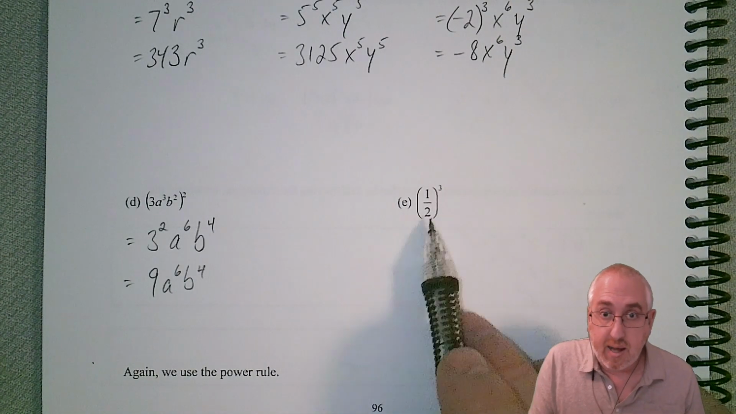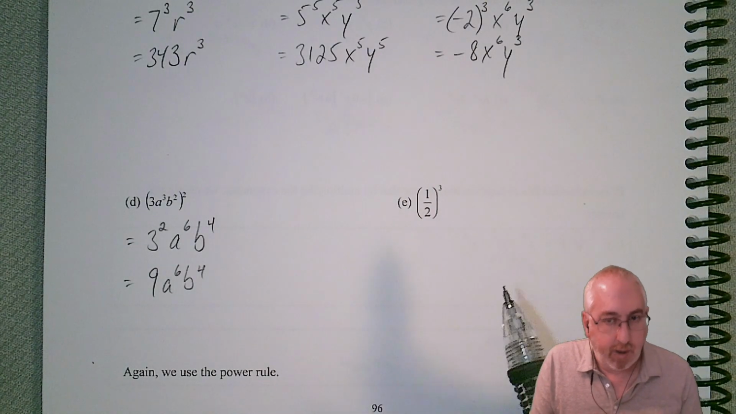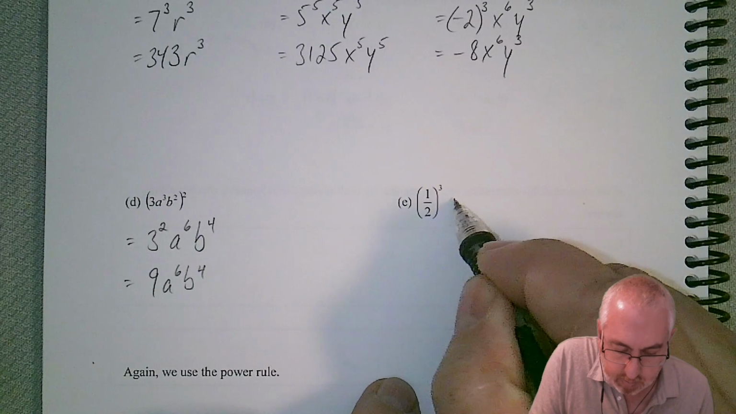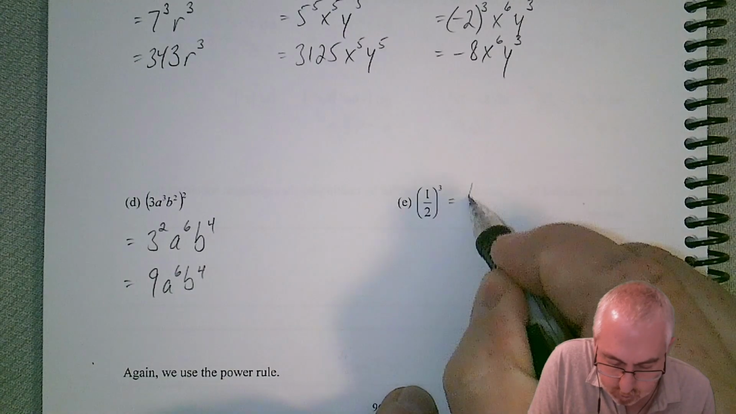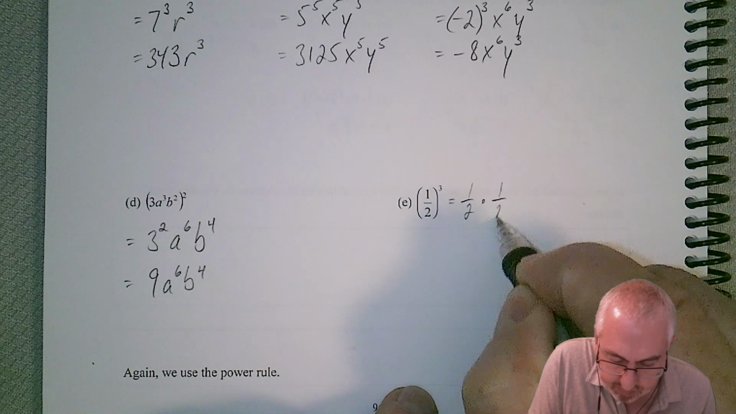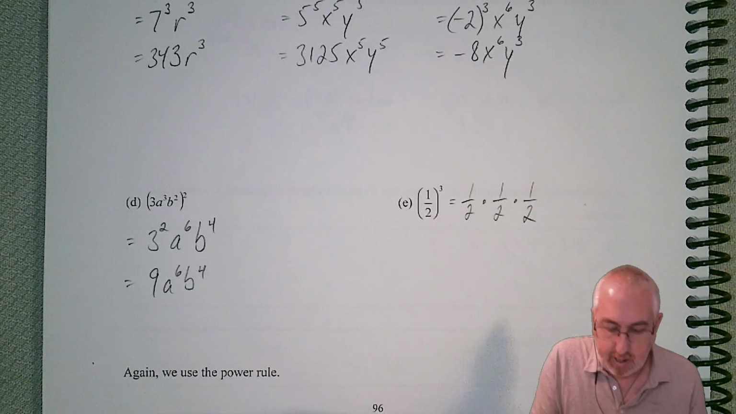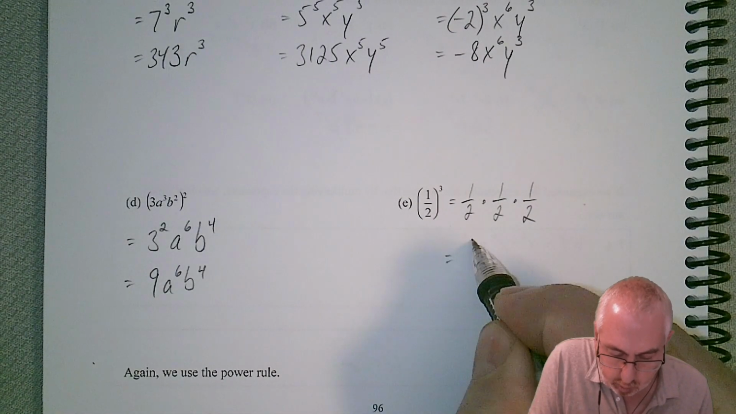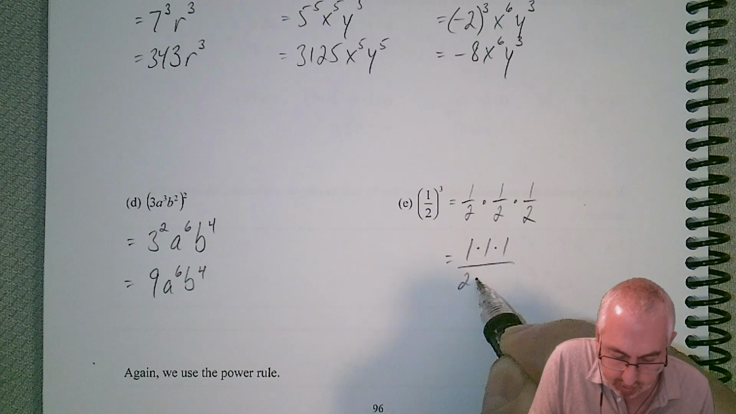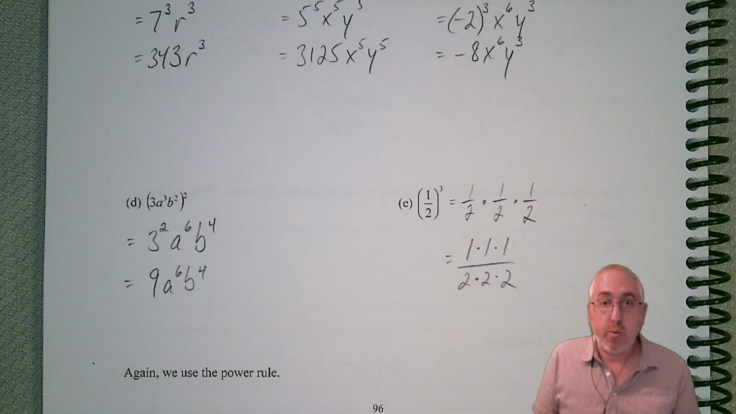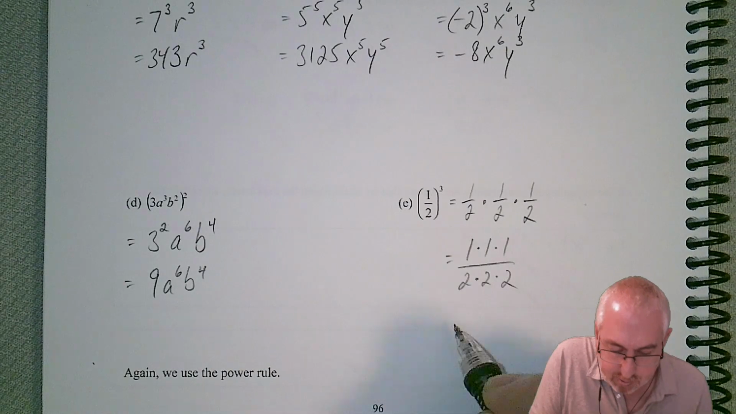Now, this last one, now we have a fraction. So this one's a little bit different, but let's do what we've done when we weren't sure what to do. Let's expand it. So this should be a half times a half times a half. Now, if we wanted to, we could separate all the tops and all the bottoms into a single fraction. But now, write that with exponents.